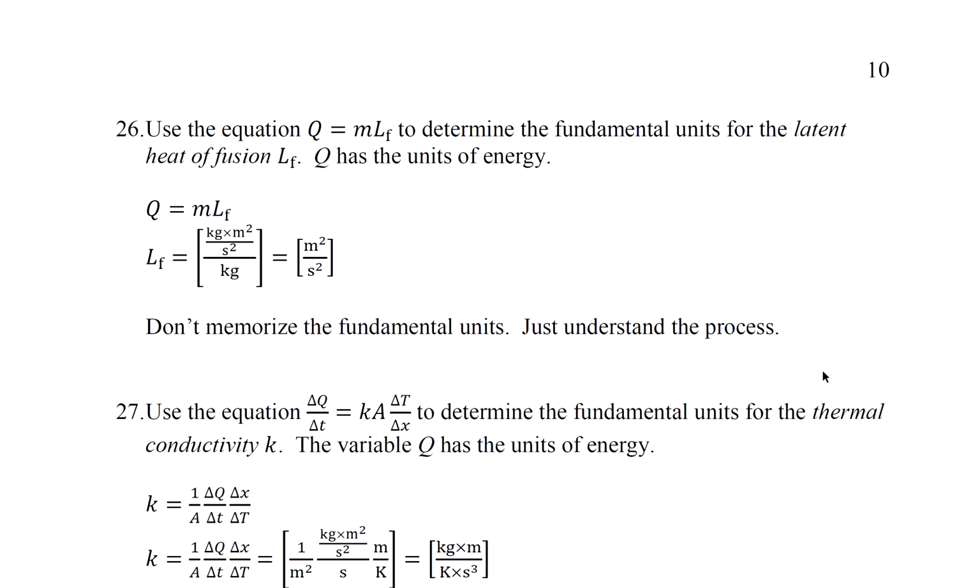Question 26. Use the equation Q equals mL sub F to determine the fundamental units for the latent heat of fusion L sub F. Q has the units of energy. So Q equals mL sub F. Solve for L sub F, plug in the fundamental units of the variables, and you see the solution.